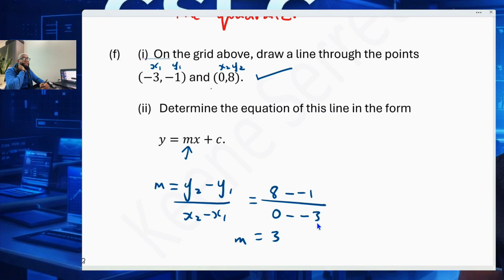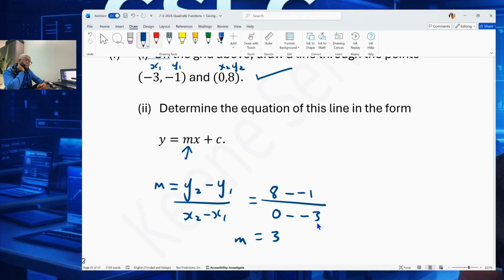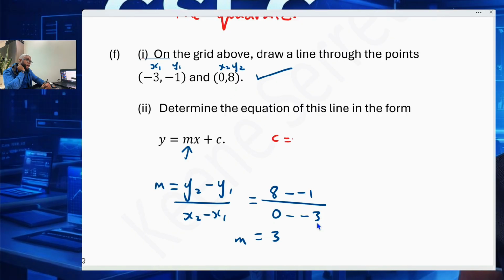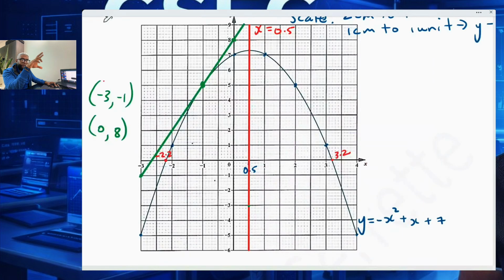So I need to draw the line. After I draw the line, I'll be able to determine where my y-intercept is. Remember, C is your y-intercept. So the coordinates of the 2 points that we needed to plot would have been negative 3, comma, negative 1, which is down here, and 0 on the x, 8 on the y, which is up here. I drew a line passing through these 2 points, and it is a tangent to the curve at the point negative 1 comma 5.